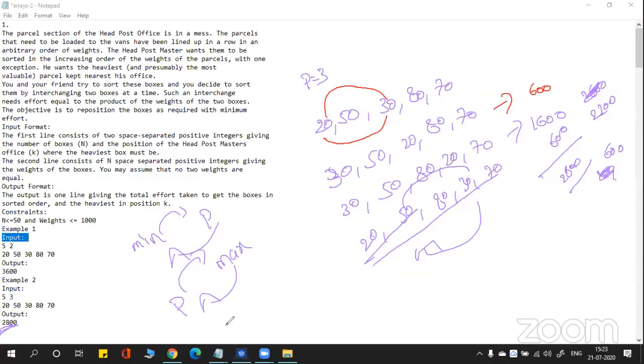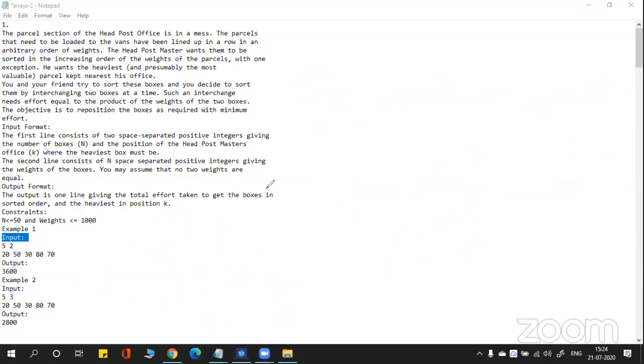After that, minimum and max will be swapped. So these are three steps. We'll see whether the second test case output is correct or not. After that we'll discuss this question. Don't worry. Meanwhile I'll check if people try the next question.